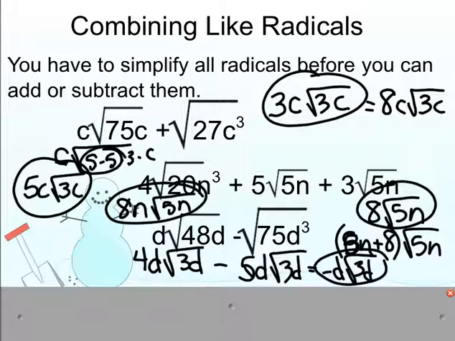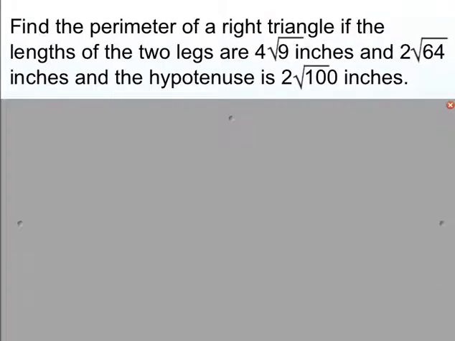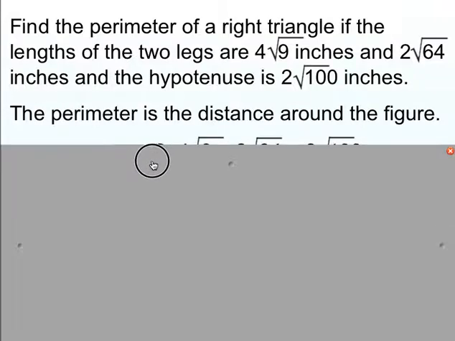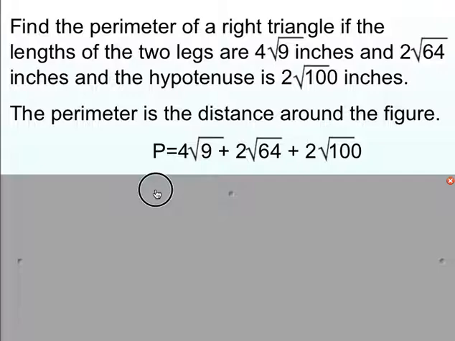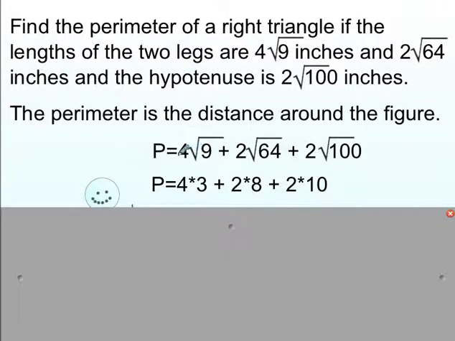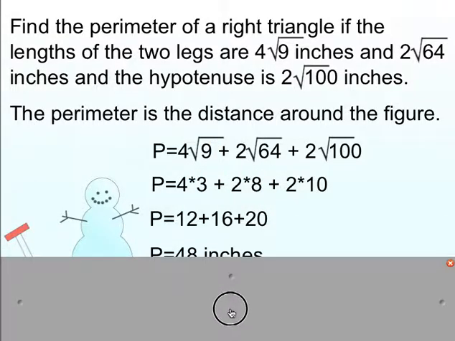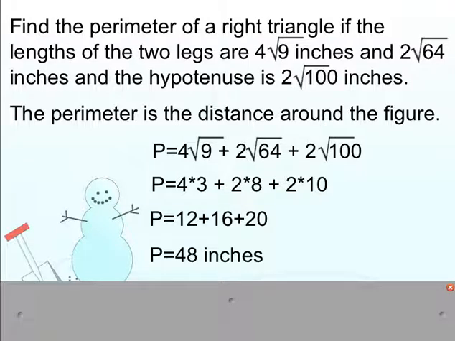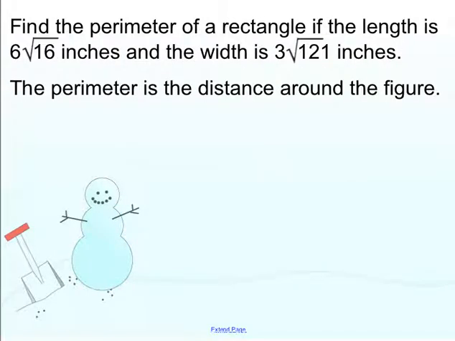Okay? All right, just a couple more examples here, and I'll just show most of these to you. Find the perimeter of the right triangle with the lengths of the two legs as 4 root 9 and 2 root 64, and the hypotenuse is 2 root 100. Okay, well, just think about this in the case of just simplifying. We have 4 root 9, that's just 4 times 3, plus 2 times 8, plus 2 times 10, so we can combine all of those. But sometimes they might not be as simple. This one is. You can try that one for yourself.